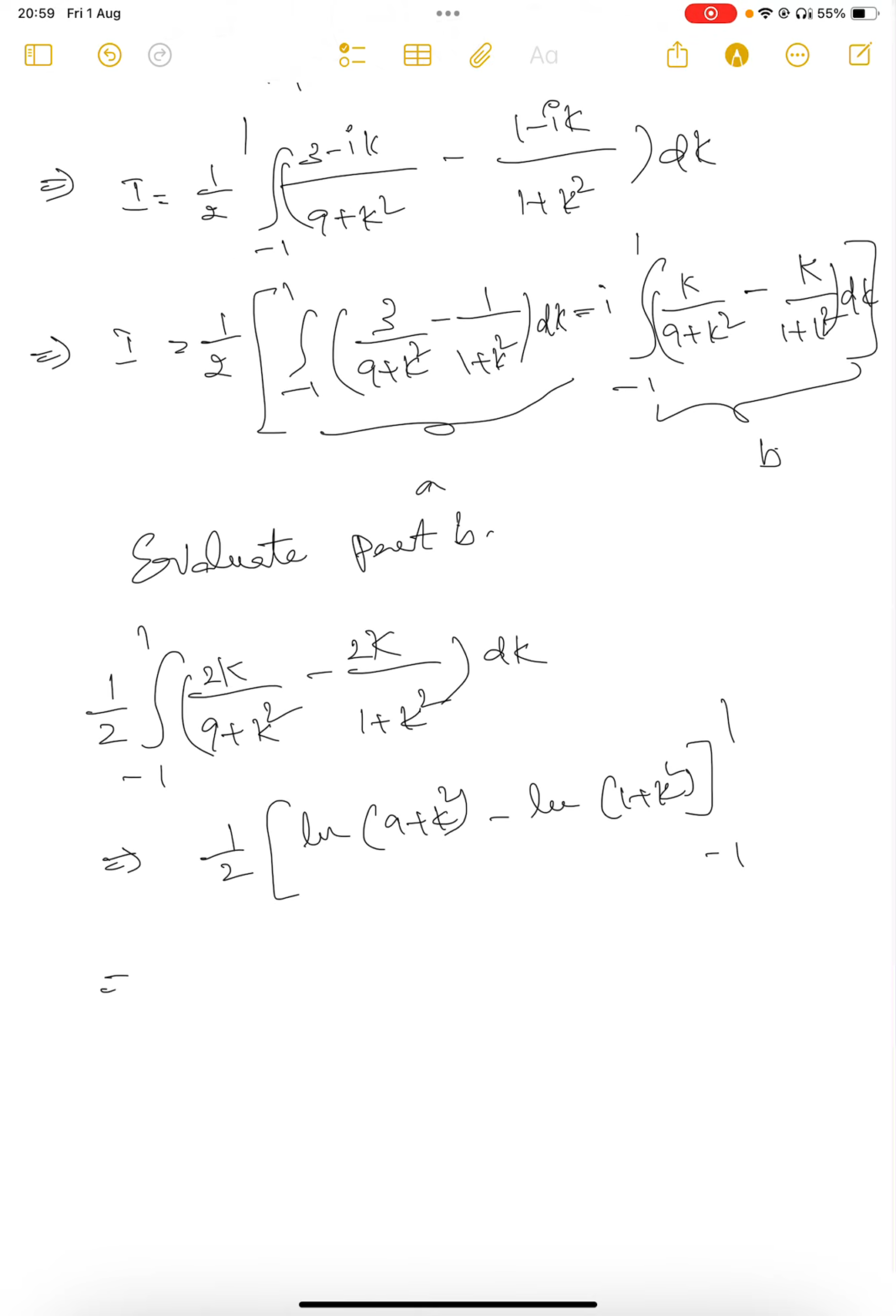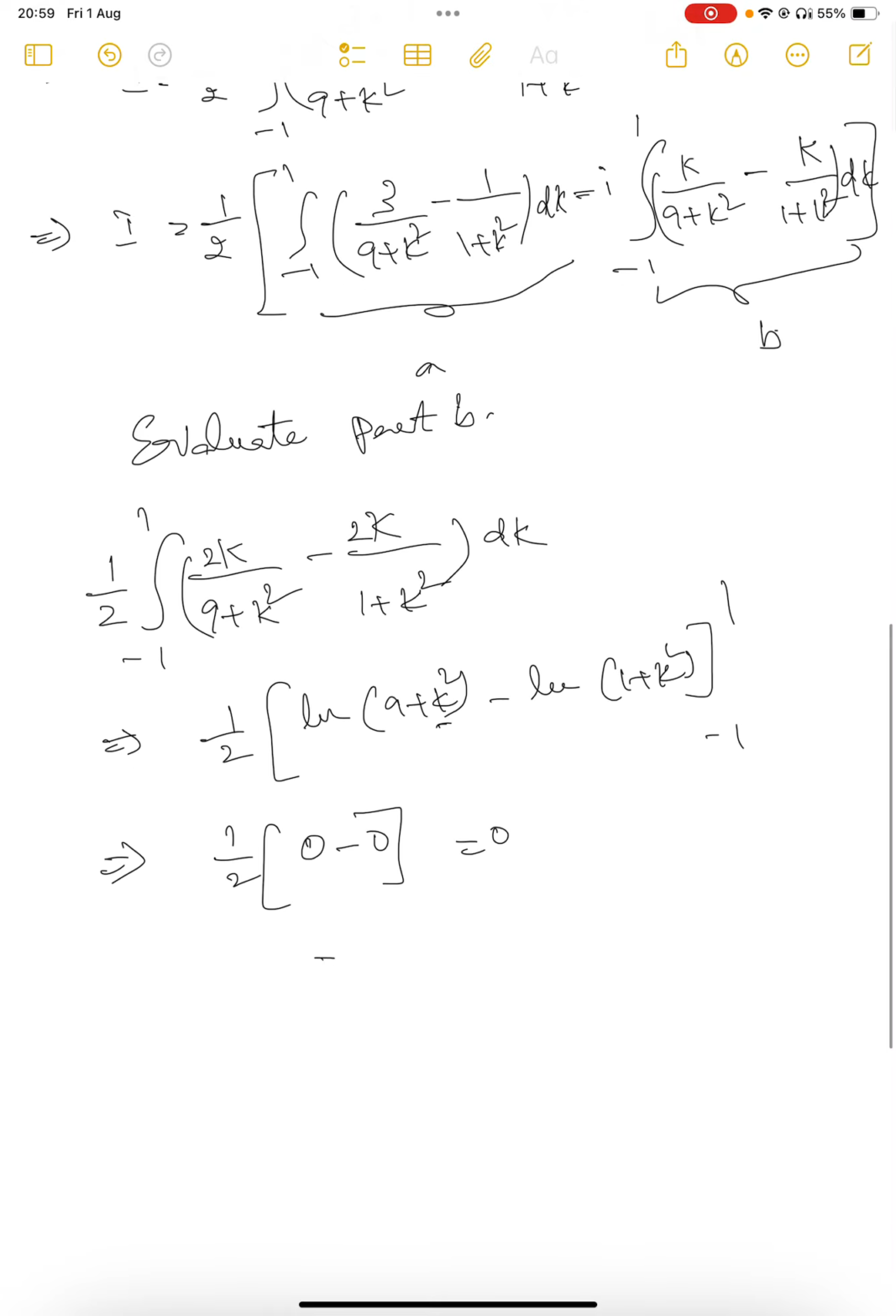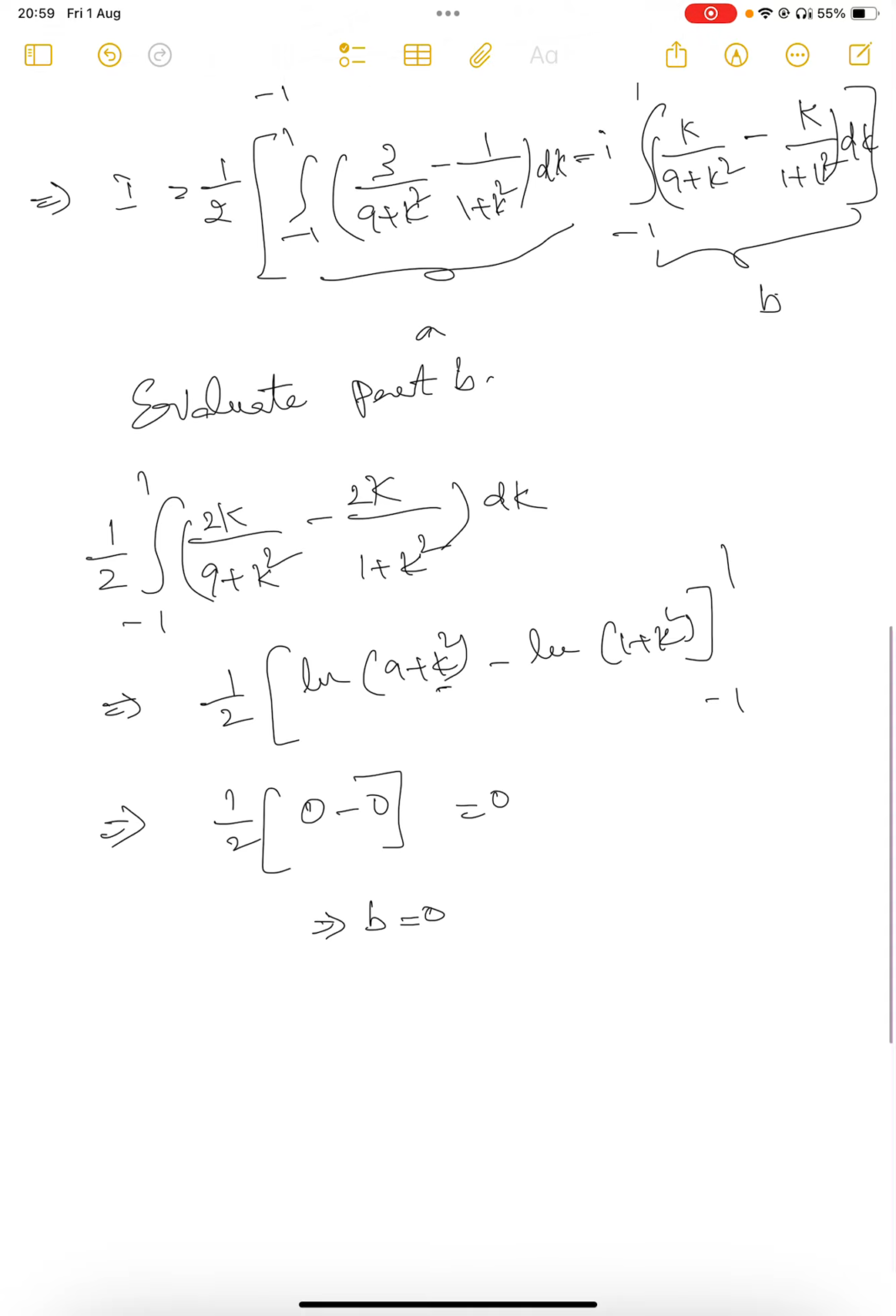As you can see here, because of k squared, there is a square for k. If we substitute plus 1 or minus 1, it will be the same. Then by subtracting this, you will get 0. 0 minus 0, right? Which will be 0. That means the imaginary part doesn't contribute. That is, B is 0. Then I will be getting contribution only from the real part.